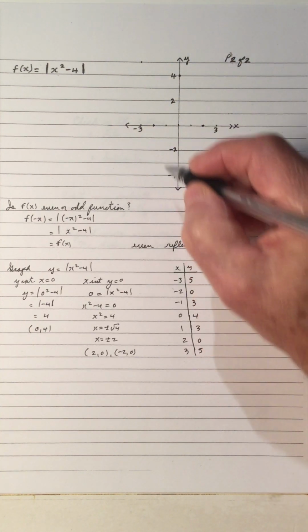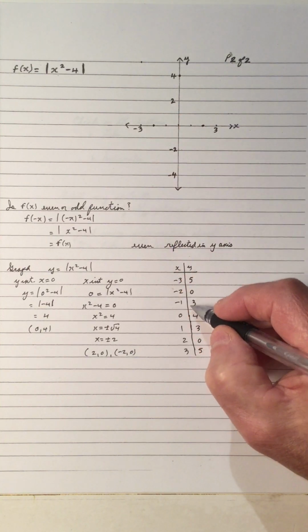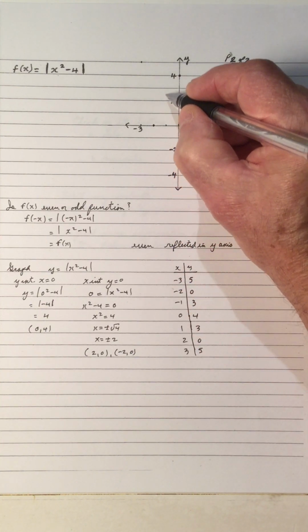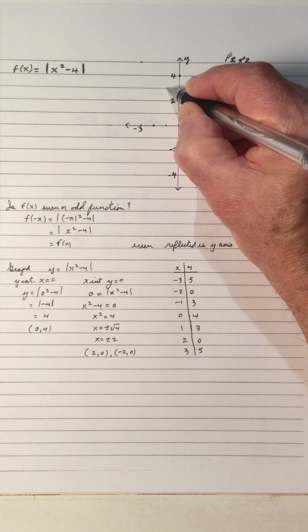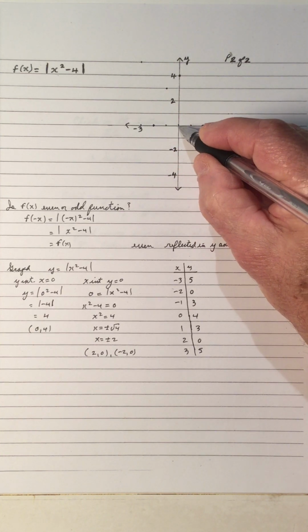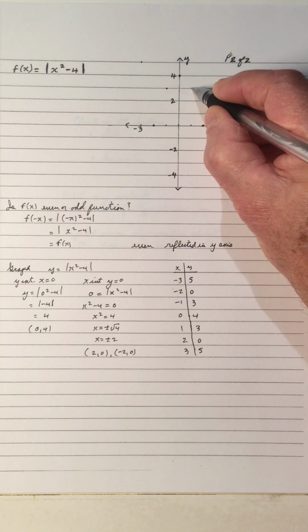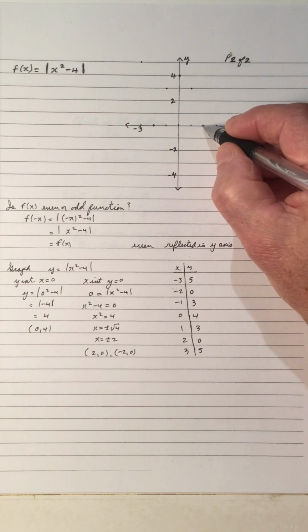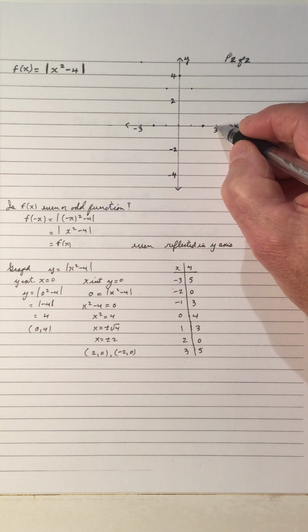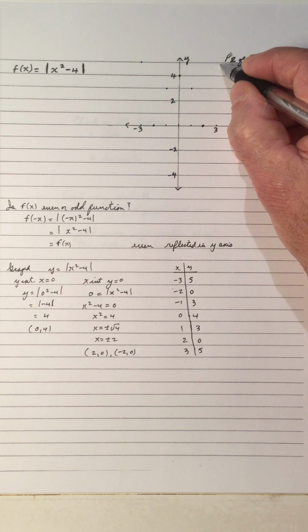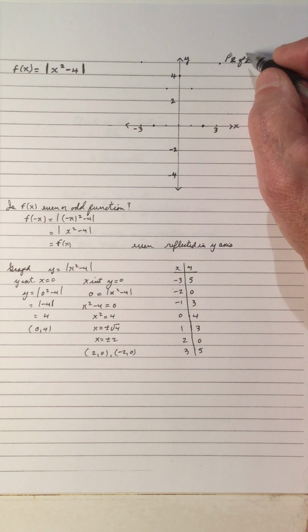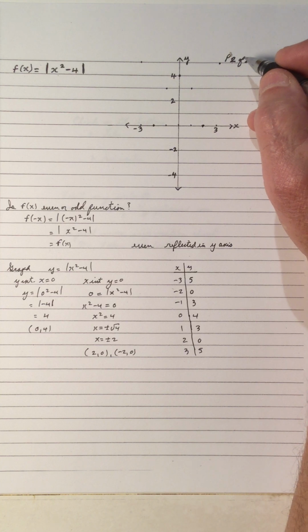And negative 2 gives us a 0. Negative 1 gives us a 3 right here. And 0 gives us a 4. 1 gives us a 3, which is here. And 2 gives us a 0. And 3 gives us a 5. So it looks like a sort of odd graph. But let's explain what's going on here.